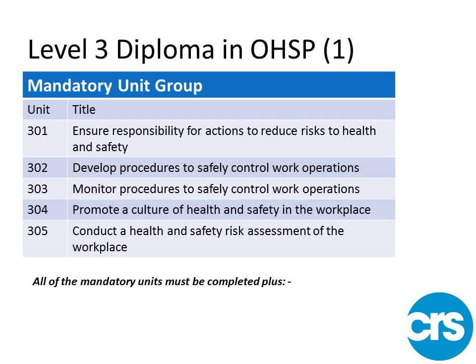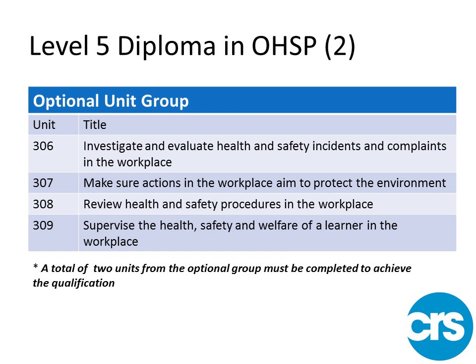Your evidence will cover a large range of health and safety management topics, including reducing risk, developing and monitoring procedures for working safely, health and safety culture, and carrying out a risk assessment. There are 5 mandatory units, each with their own assessment criteria, which must be satisfied in order to achieve the qualification. Please take time to read through them. There are a further 4 optional units, from which you must choose and complete 2 units.